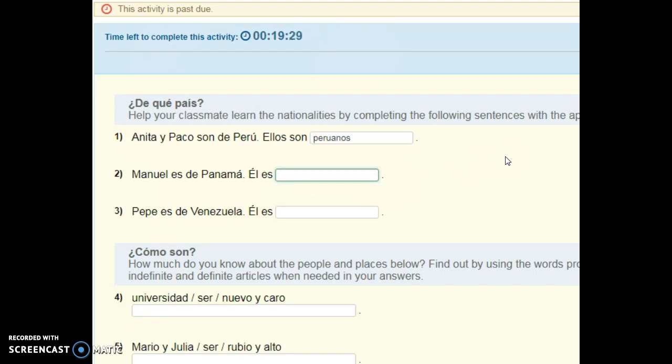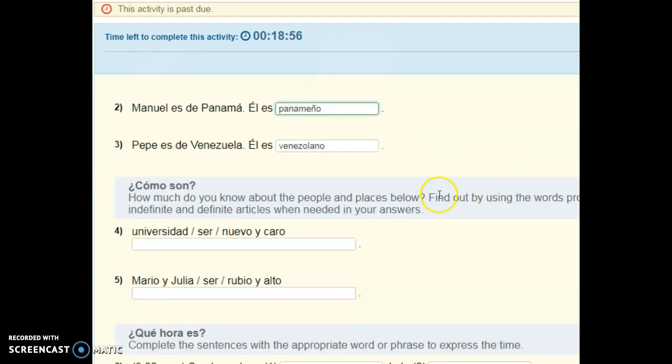Manuel es de Panamá. Él es de, if we look in the book, the nationality is panameño. Él es panameño. Pepe es de Venezuela. Él es venezolano. Okay, if any of these happen to be women's names, here it defaulted to masculine because there's at least 1 male in the group. But there's at least 1 question where it has a woman's name. So it would need to be the feminine form of this instead of the masculine form. So watch for that in section 1.